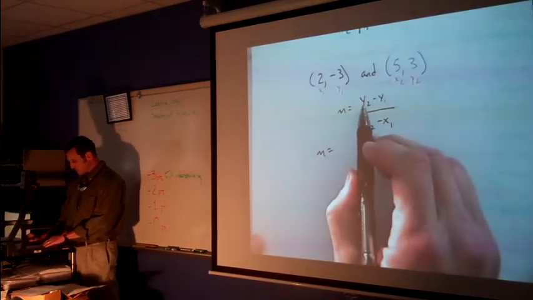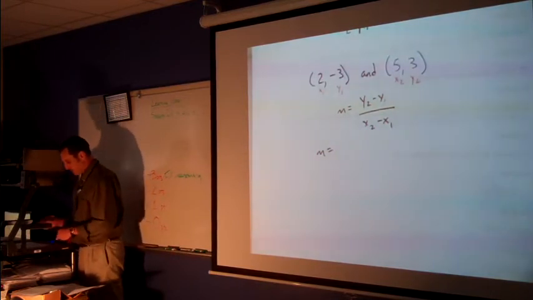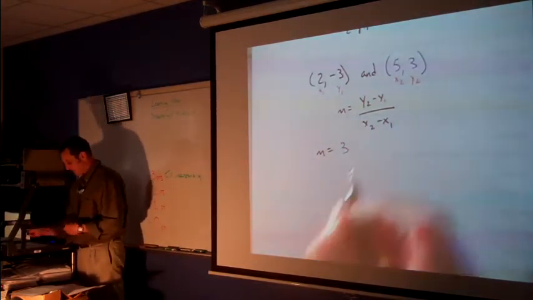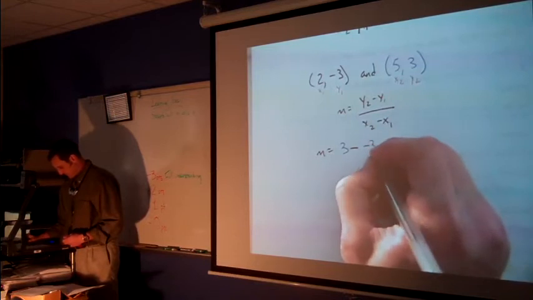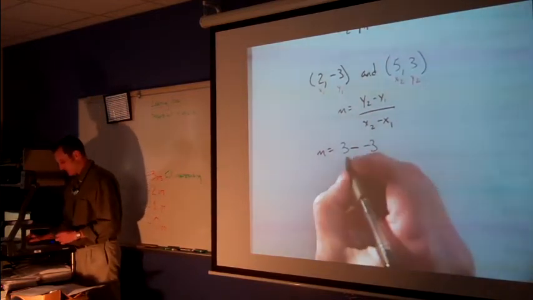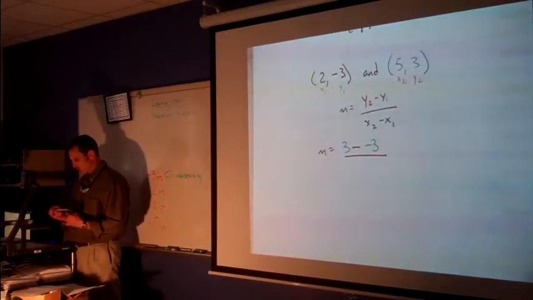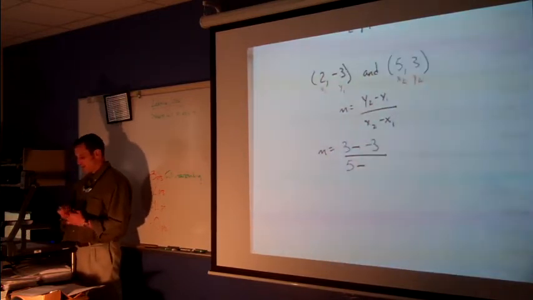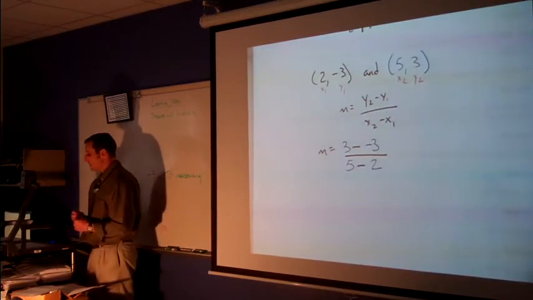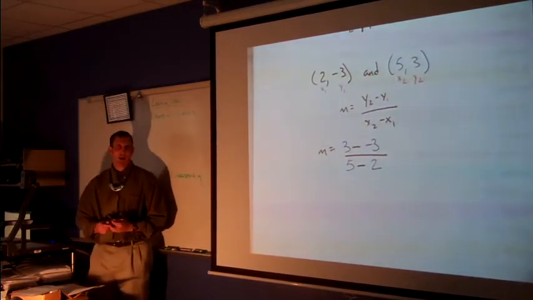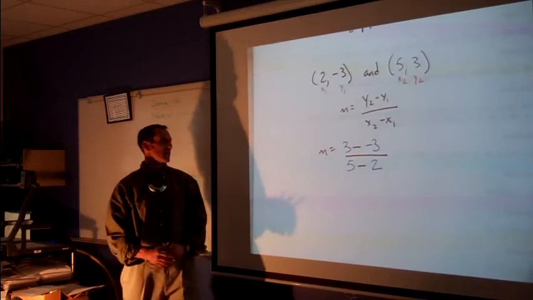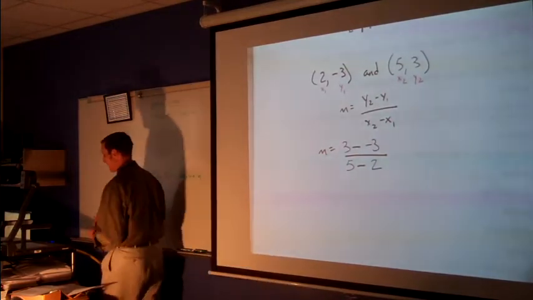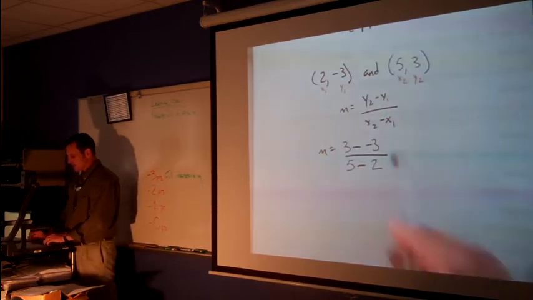Slope would be y2, which is 3, and then the minus is from the formula, y1, which is negative 3, and we have to put that over the change in x. x2, which is 5, and then minus from the formula, x1, which is 2. So we're just plugging in the information that we have into the slope formula, and then we'll be able to find out our slope, and then we'll have our slope and a point. So now we just need to subtract appropriately.